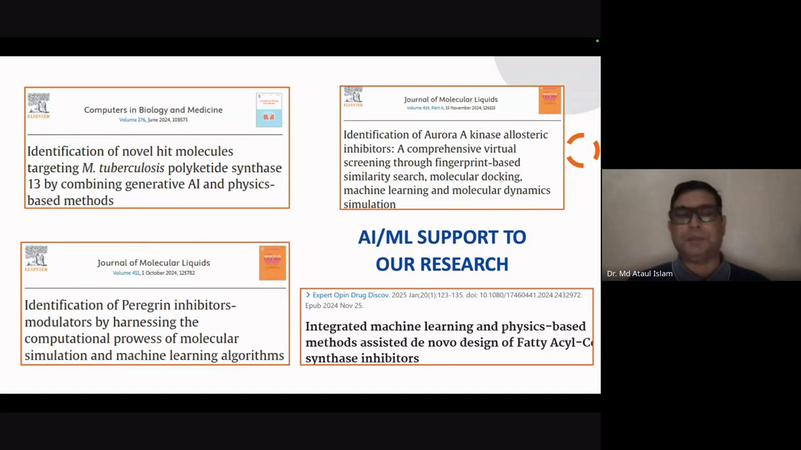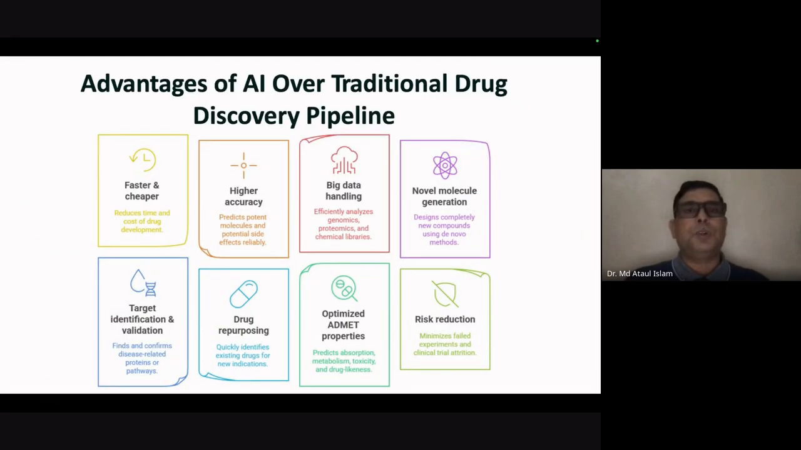So in our current organization, we have published around 20 articles in the last 2 years, combining traditional drug discovery as well as machine learning. So the advantages, definitely, are faster and cheaper, higher accuracy, and big data you can handle in an easier way, because in a traditional method there is some limitation to handle the data. That can be overcome by the computational approach, but the computational approach also has some limitation. That limitation can be broken by the involvement of machine learning here. So novel molecule generation, target identification, target repurposing, all these things you can do, that I already explained.